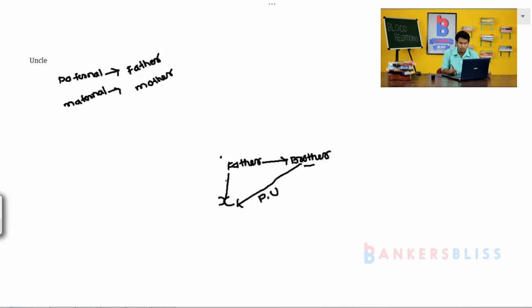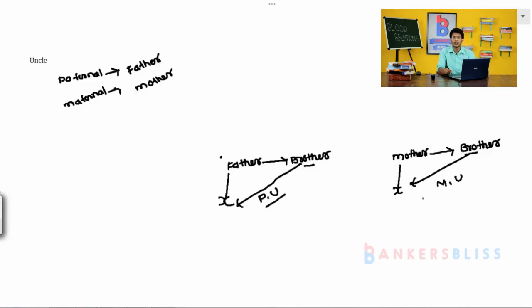X as you have the father, and your father has a brother. That brother becomes a paternal uncle to you. Understanding? Next, X as you, and you have the mother, and your mother has a brother. That brother is considered as what? That is maternal uncle. Understanding?